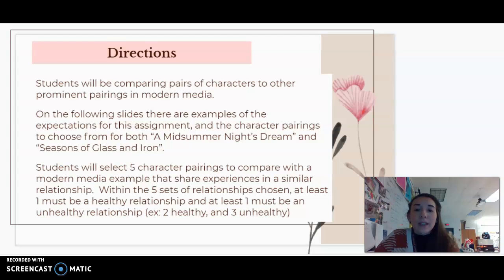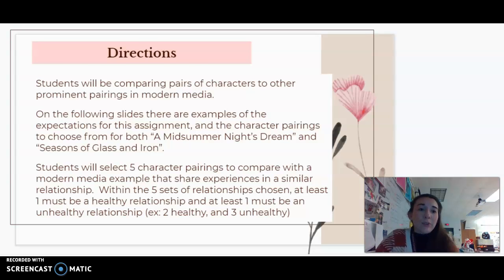Within the 5 sets of relationships chosen, at least one must be a healthy relationship and at least one must be an unhealthy relationship. So you could have 2 healthy and 3 unhealthy comparisons. It is up to you, but you must at least have 1 healthy and at least 1 unhealthy. So let's talk a little bit about examples.